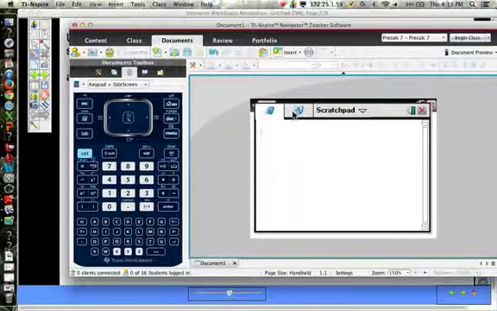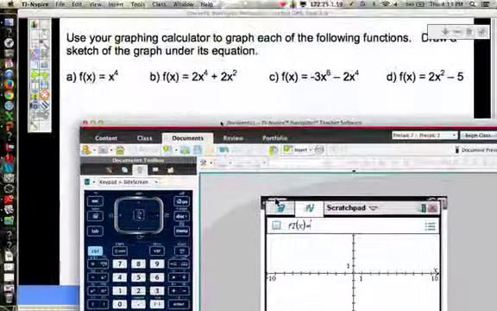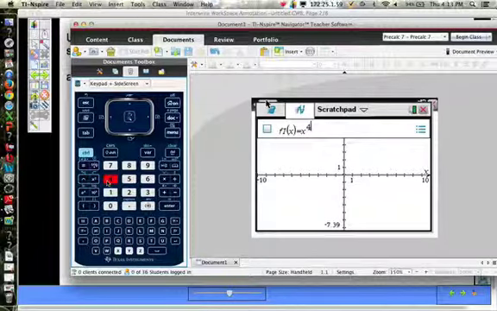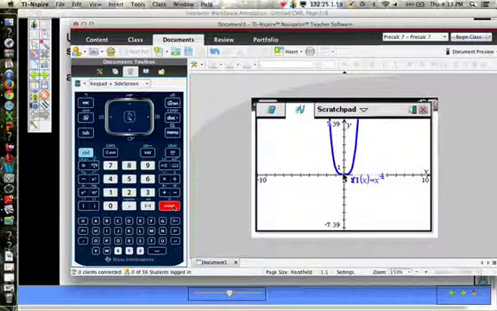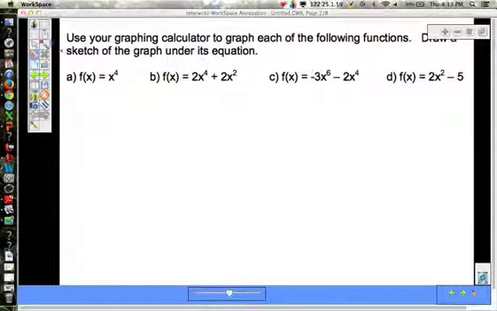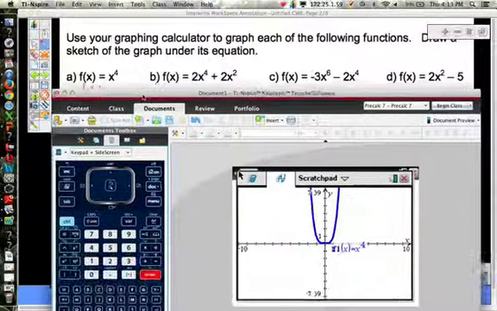And it brings up our scratch pad. If we want to switch over to the graph, we can press that scratch pad again. And let's see, our first graph was x to the power of 4. Alright, so we have a parabola shape there, so we can do a quick sketch of that. We had our parabola. Let's bring this calculator back up.